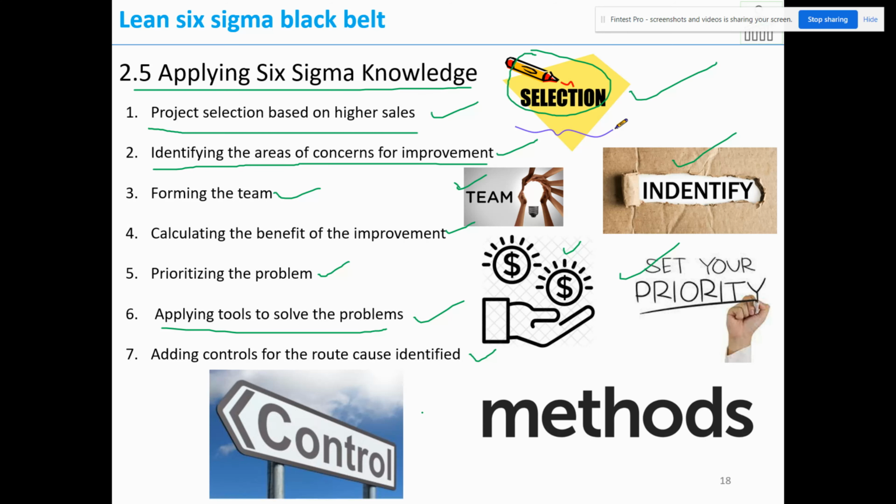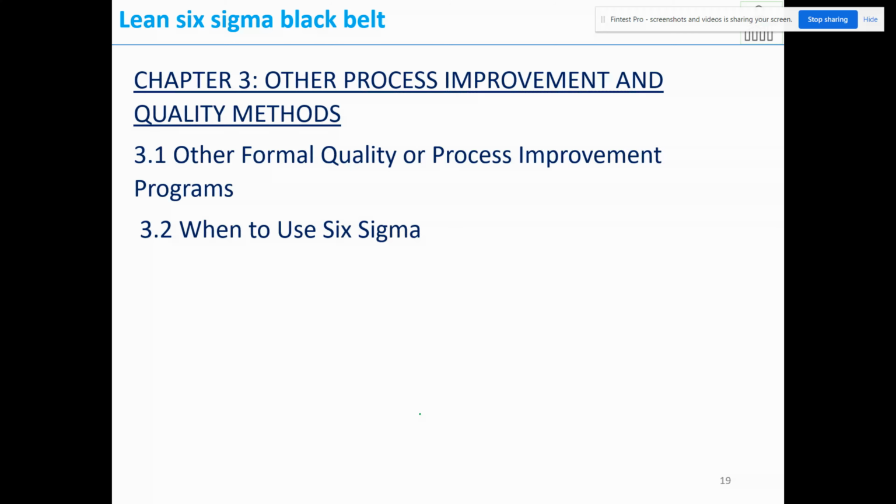Just a brief discussion. So next we'll see chapter 3, other process improvement and quality methods.